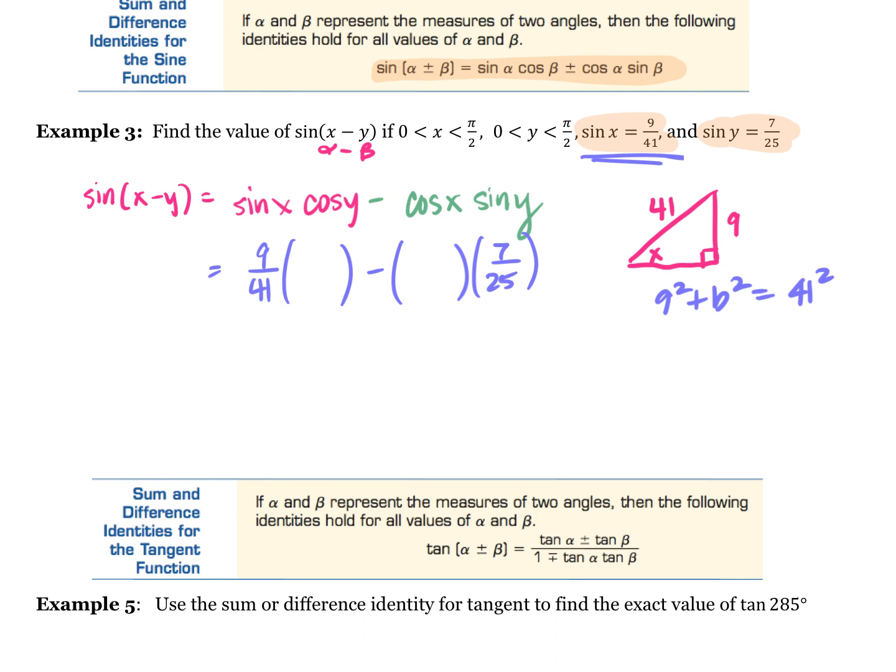Do you agree we do 41 squared minus 9 squared? And then we get it square rooted? Look at that. Guys, that's a Pythagorean triple. This side is 40. So what is the cosine of the angle x? Nice. Adjacent over hypotenuse is 40 over 41. Boom. That's going to go here because this cosine of x was referring to the x angle.